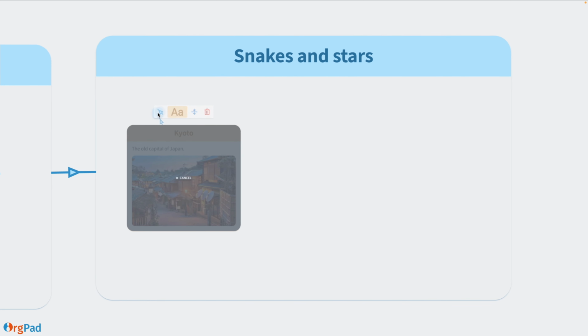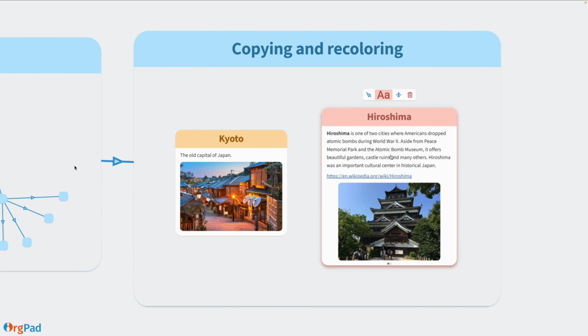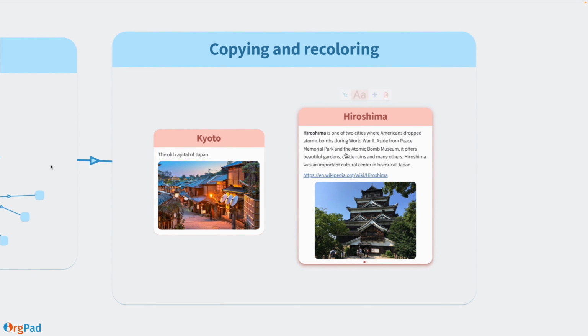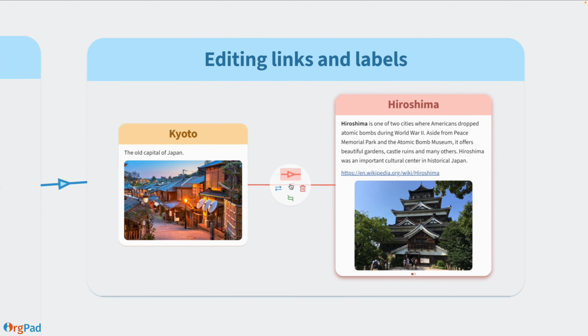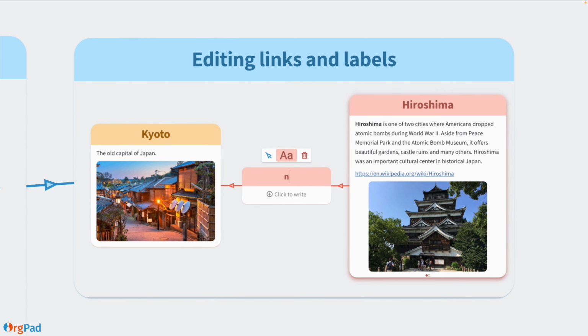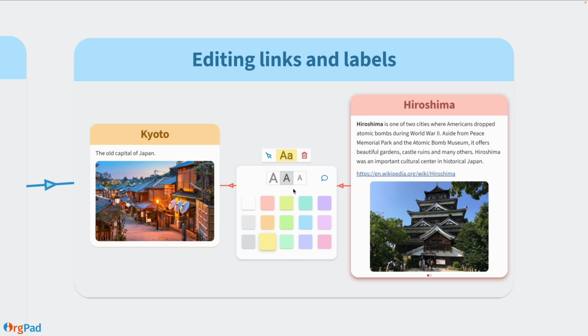Then we will show you how you can create a chain of cells or how you can create multiple connections from one cell. We will also discuss how to copy styles between cells and how to do quick recolorings. We will conclude this video by showing you how you can edit links, how you can change their colors, and we will discuss labels for links.